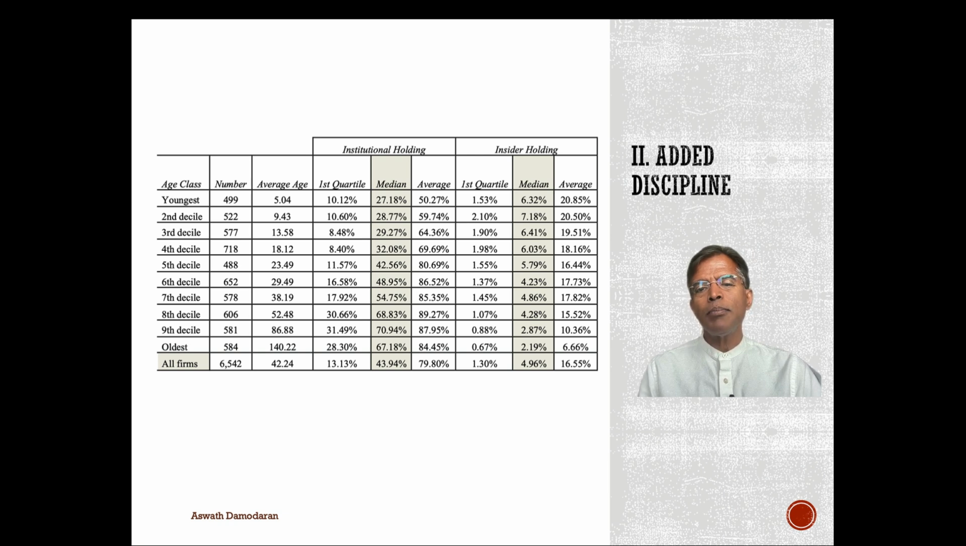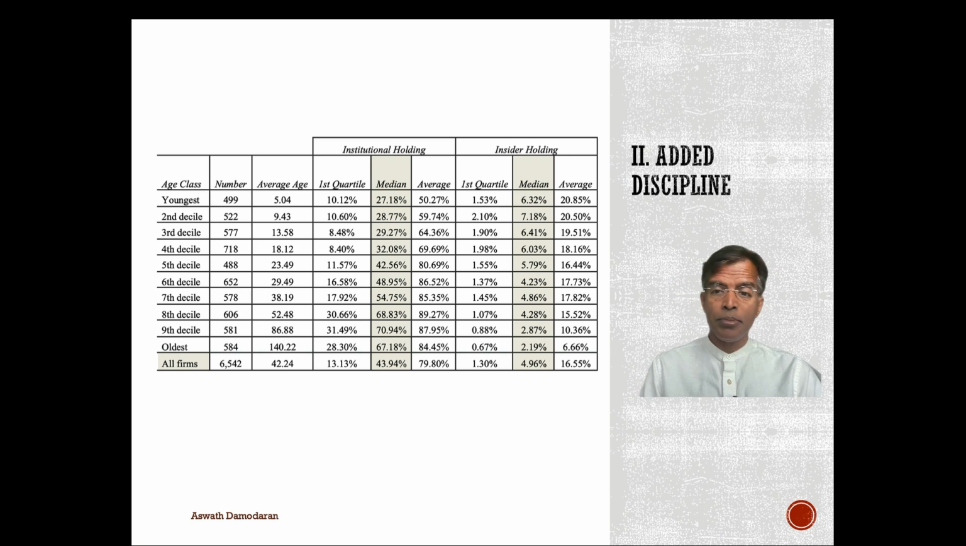Again, this might be a reach, but if you look at the institutional and insider holdings, you can see why the need for discipline is far greater at older, more mature companies than at younger companies. So neither the tax benefits nor the added discipline create much benefit for younger companies. They create more benefits for larger companies.